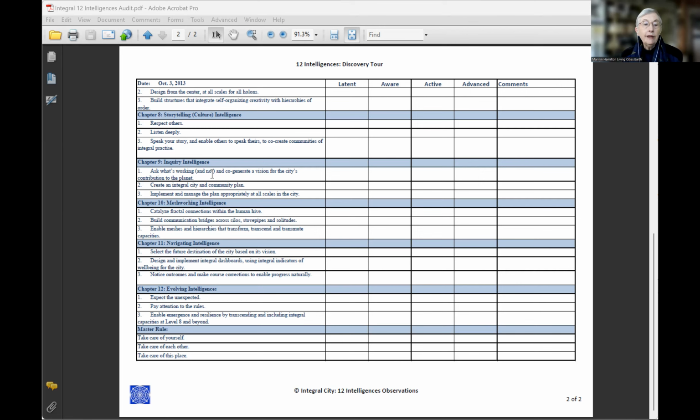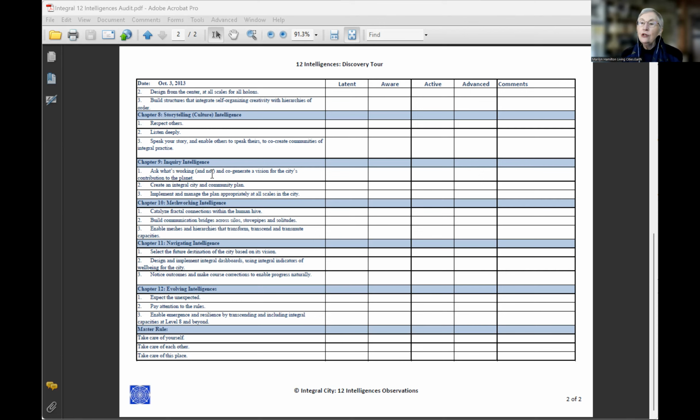So this set of three intelligences, inquiry, meshworking, and navigating, I consider to be strategic intelligences. That's the set that these belong to. Finally, the last intelligence I call evolving intelligence. And the observations that I make to reveal this intelligence, firstly, are: expect the unexpected. So evolving intelligence is the impulse that flows through all the other intelligences, and it is forever responsive to changes in the whole system. And so expecting the unexpected is a wise intelligence to gain as a city.